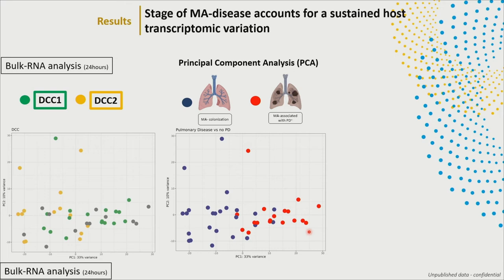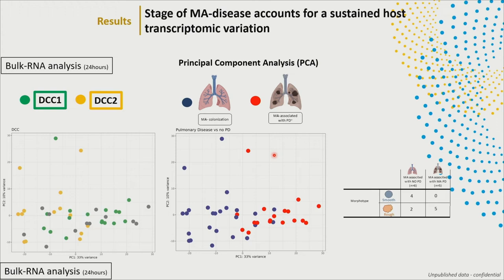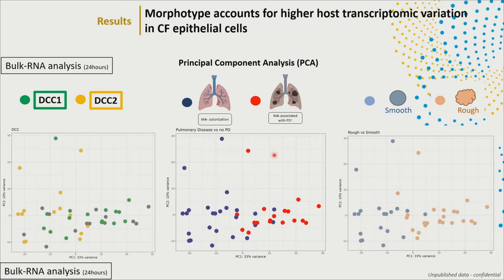It's worth noting that five out of five strains associated with the advanced stage of the disease display the rough morphotype. So we further stratified our patients based on the phenotypic character, on the morphotype feature of our bacteria. And as you can see here, we achieve the greatest transcriptomic separation among our samples, suggesting that this morphotype may in some way drive the pro-inflammatory activities in our model of cystic fibrosis epithelial cells.